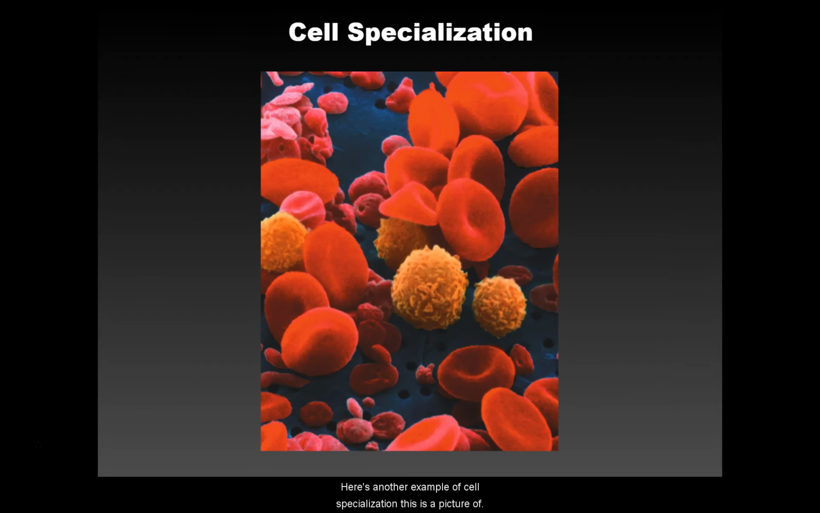Here's another example of cell specialization. This is a picture of some blood, and as you can see, there's lots of different elements going on in your blood. Like these are part of the immune system here. These are transporting oxygen and so on. So this is just another example of how cells are quite specialized.